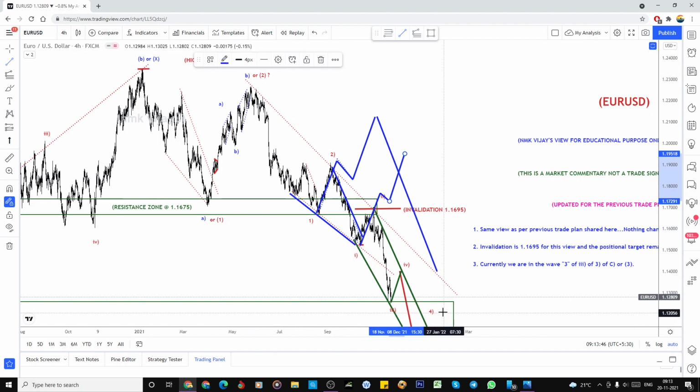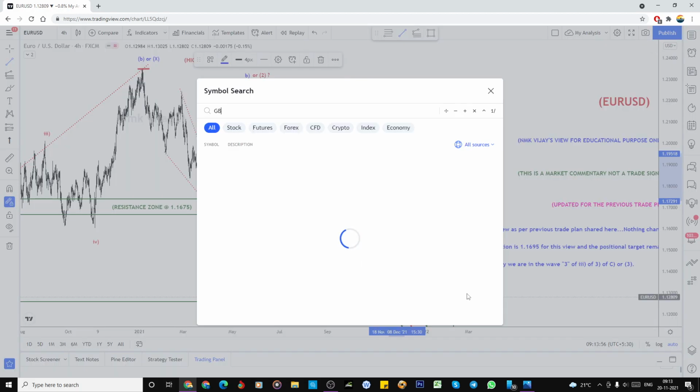From the 1.22, it has already come 1,000 pips. So another 600 to 700 pips I'm expecting. So let's wait for that. GBP USD also, I already informed that, and I already shared my view also.